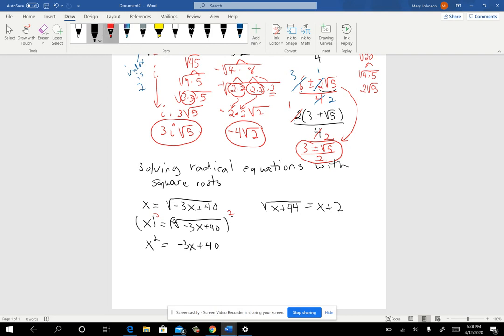Now at this point, we're going to move the 3x and the 40. So we have to add 3x, subtract 40, and you do that to both sides, don't you? So you wind up having x squared plus 3x minus 40 equals 0. So when you factor that, you wind up having a plus 8 and a minus 5, and you wind up getting 2 solutions. One of them is that x would be negative 8 coming from that factor. The other one would be x being negative 3.